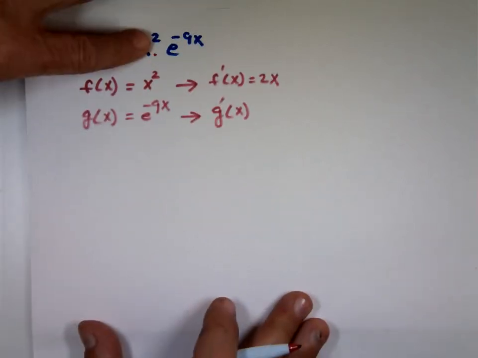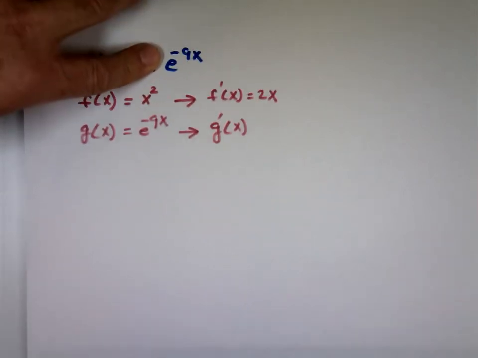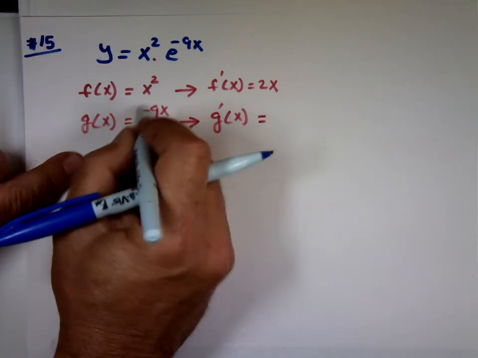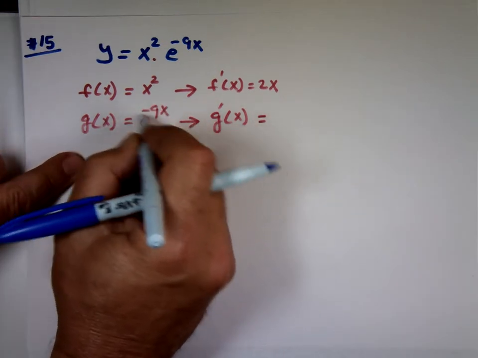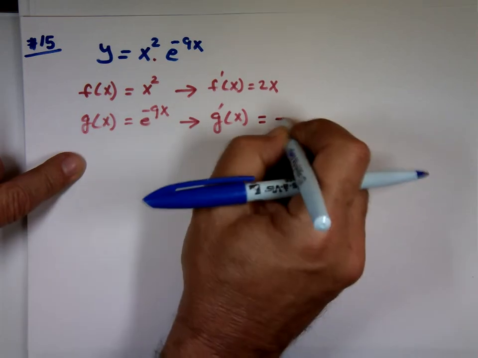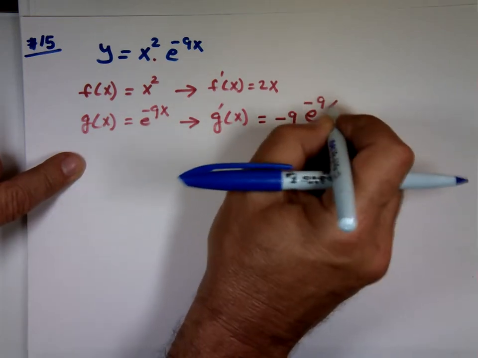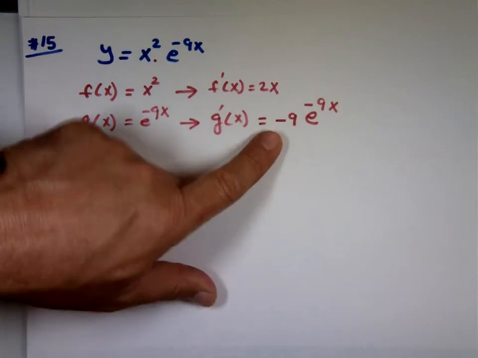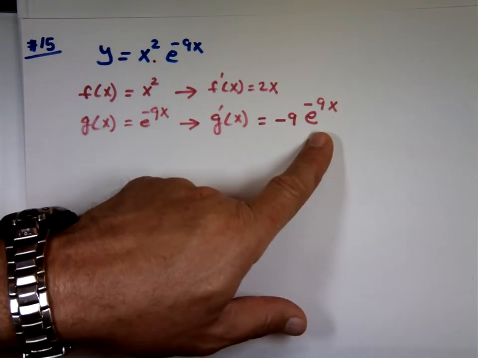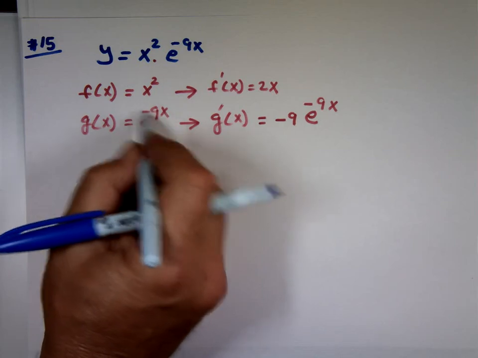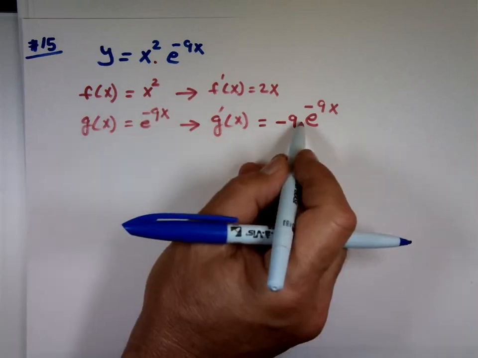So let's look at the derivative of e to the 9x right here. It's going to be the derivative of this one, which is what? Negative 9 e to the power of negative 9x. u prime e to the u. u prime, that's u here. The derivative of that is negative 9 times e to the u.